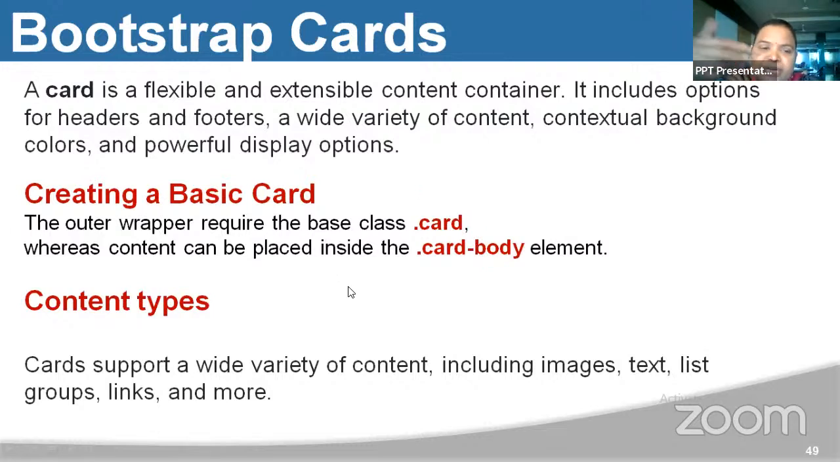In the body, it can include different content, a wide variety of content. It can include images, text, lists, check boxes, radio buttons, groups, links, whatever can be included in the body part. Each and everything is in different classes. The main classes are only dot card class and dot card body class. Using these two classes, it can be written here.